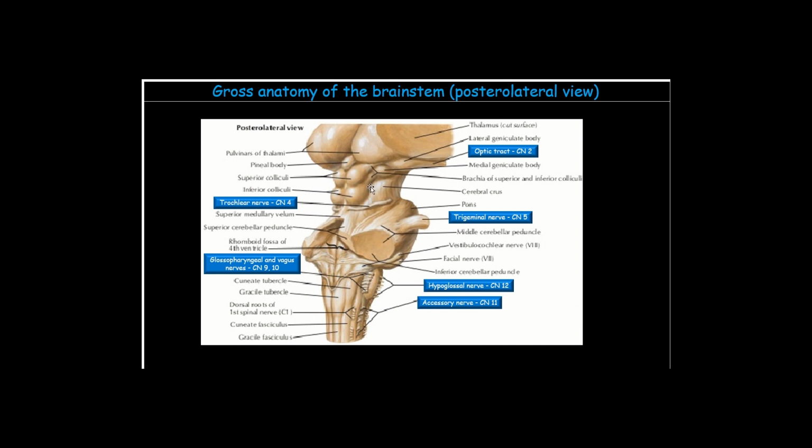Now, if you look at the midbrain from the back, we can see certain elevations. These are nuclei known as the colliculi. You can see two superior colliculi at the top. This is the superior colliculus on the right. This is the superior colliculus on the left. We can then see two inferior colliculi. The colliculi are part of the midbrain. They form the roof of the midbrain, and this region is collectively known as the tectum.